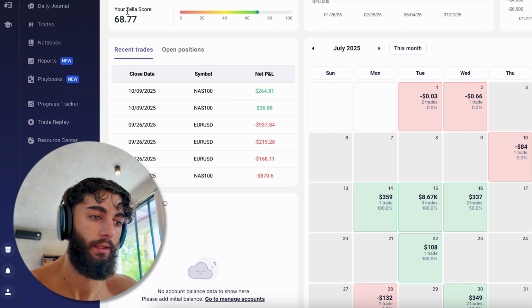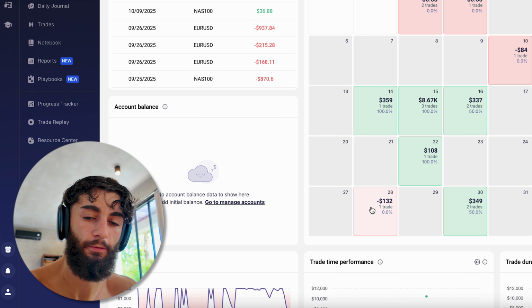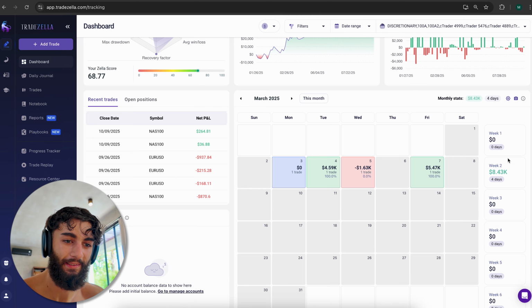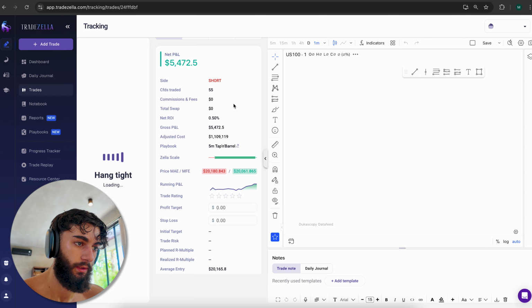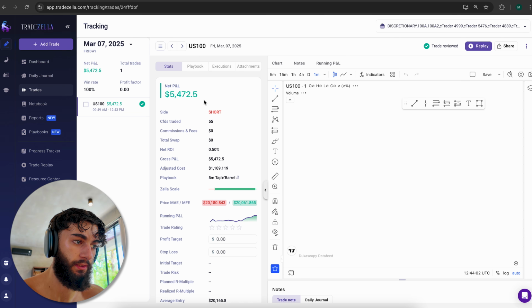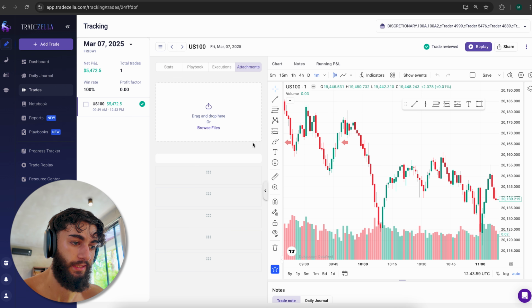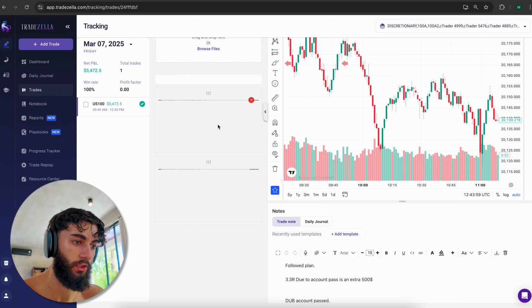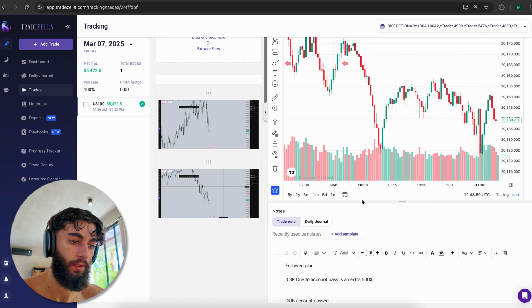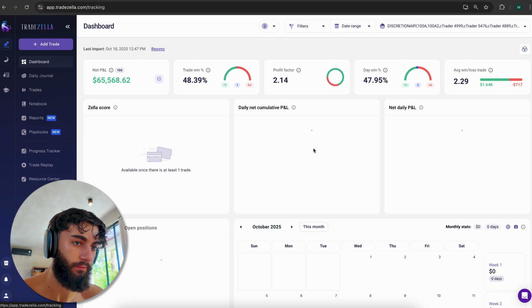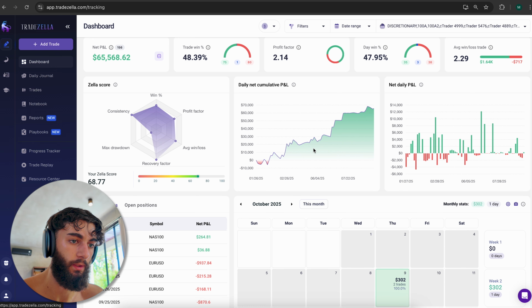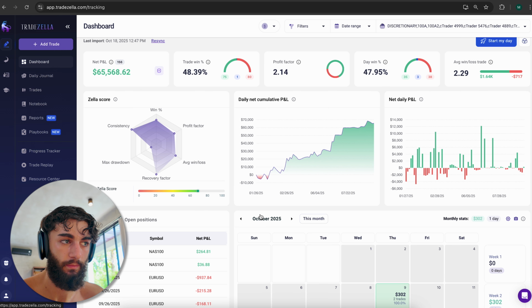I would recommend it. It allows you to not avoid your broken plan. Let's say we go into March. Let's say we click on this, here we go. Let's say this trade made $5,500. I can go into the attachments. I can look at why I took the trade, the entry, everything like that. Boom, there you go, okay? And there was an account pass on that trade as well. This is really helpful. This is a game changer, okay?